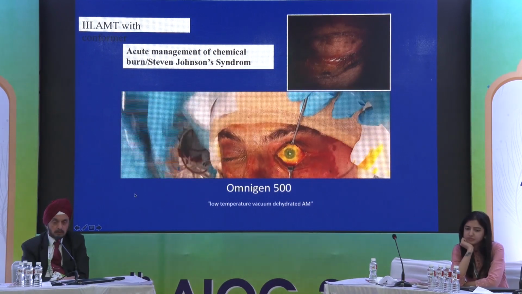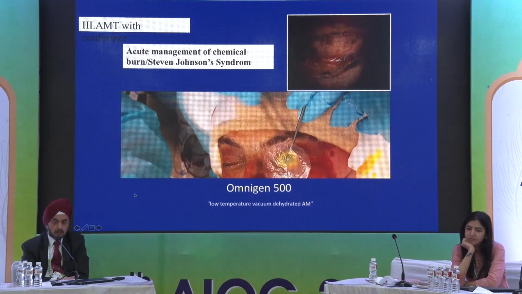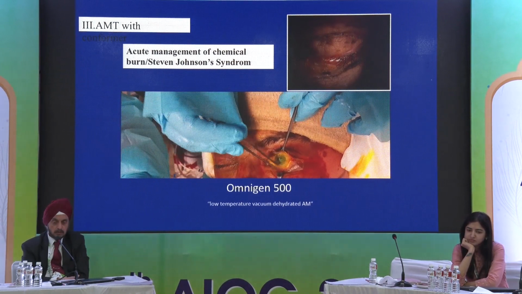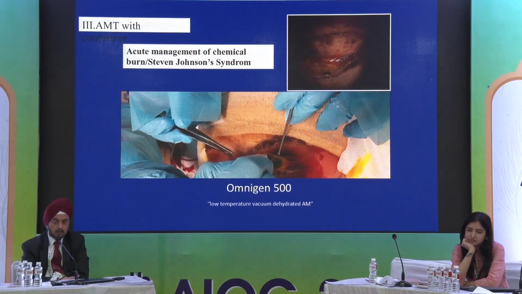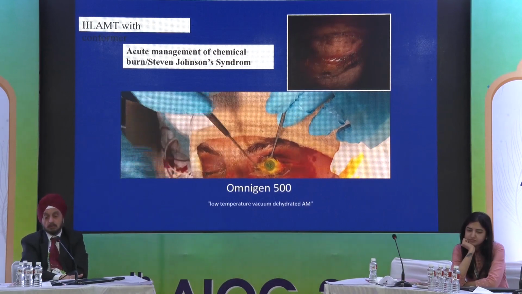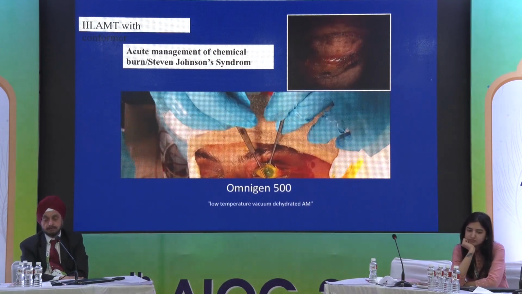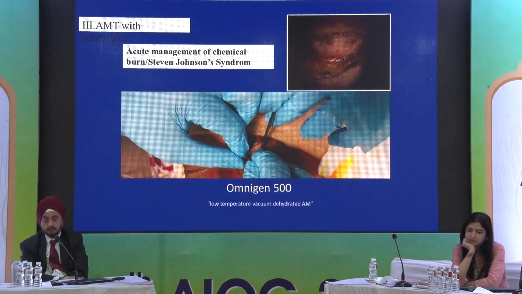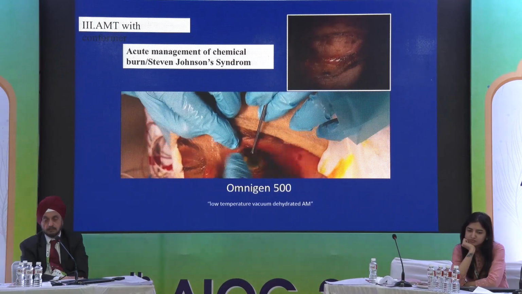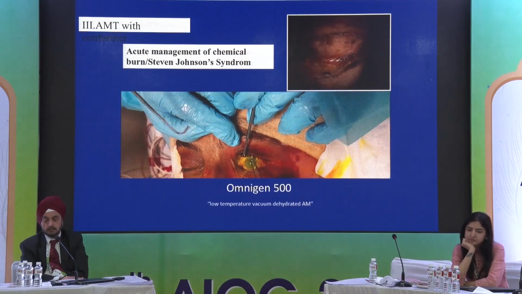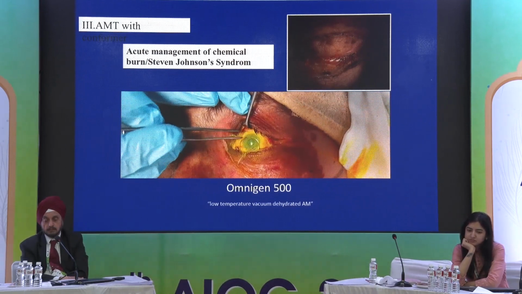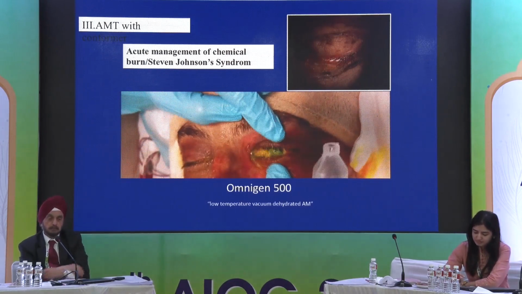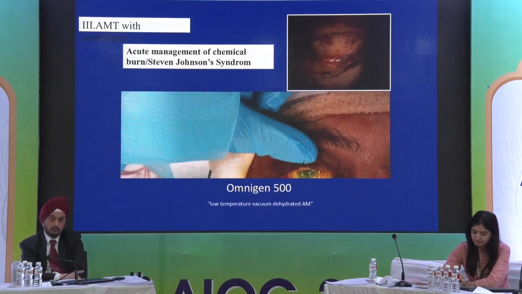So this patient had a chemical burn, with a completely neurotrophic ulcerated surface, and we used Omnigen 500, which is an off-the-shelf product that is vacuum dehydrated. You can see here we use two hooks, and we hook the Omnigen under the lids. You can put some drops after you've put the amnion, because if you put the drops first, the amnion will crumble. Then you measure and put a conformer, the right size, to maintain the fornices. Very useful technique in Stevens-Johnson and in acute chemical burns, where patients have neurotrophic ulcers.